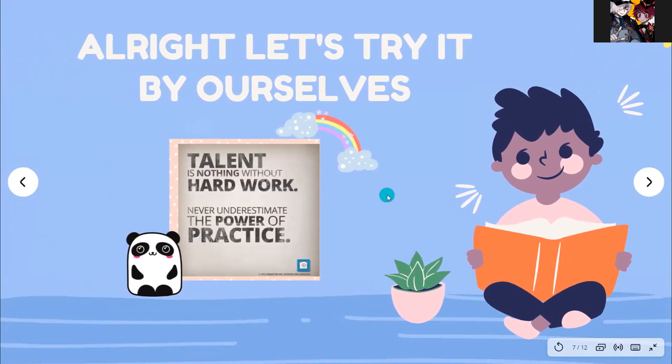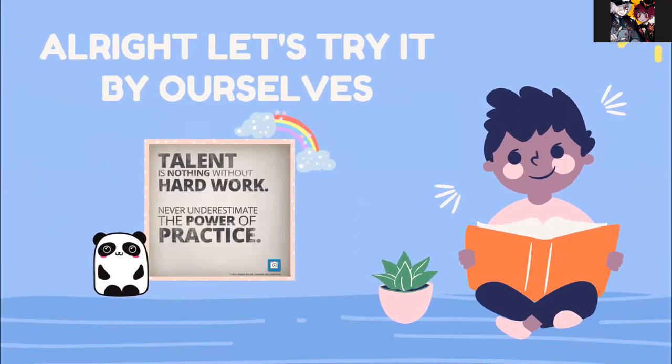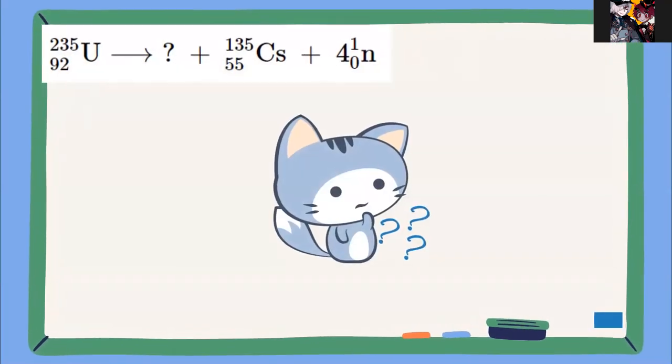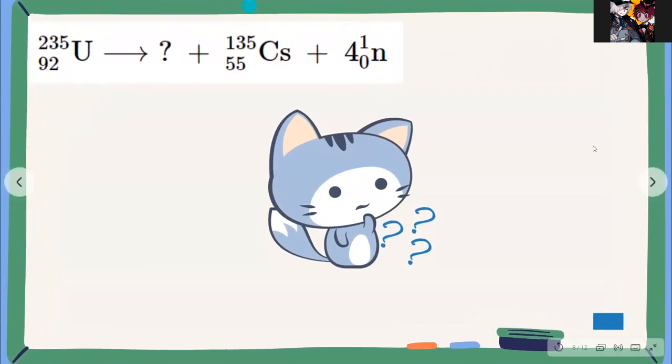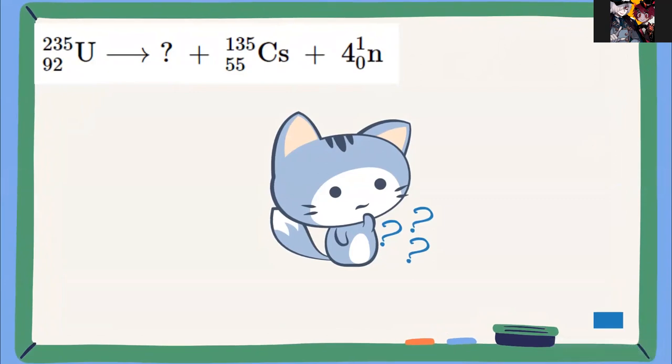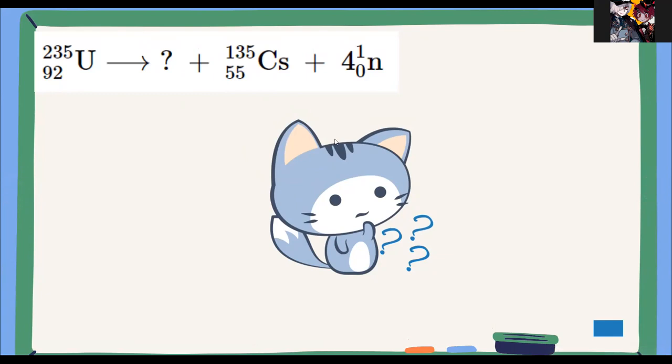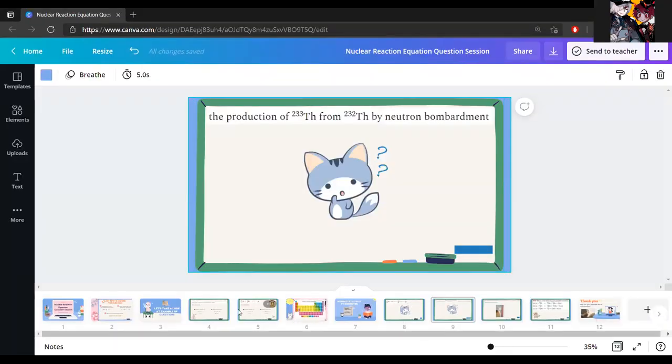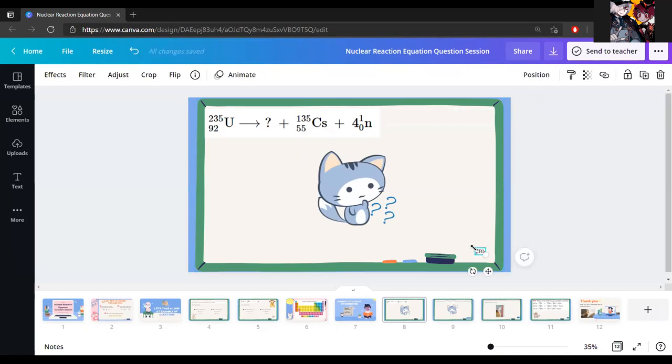For the second part, let's try by ourselves, because if we do not practice, we will not be sure whether we understand or not. So here is the first question. Could I get some volunteer to answer my question? Does anyone know the answer? This is just an easy one, guys. So if we do the conservation, then the answer is this one. The mass number is 96 and the atomic number is 37 and the element is rubidium.